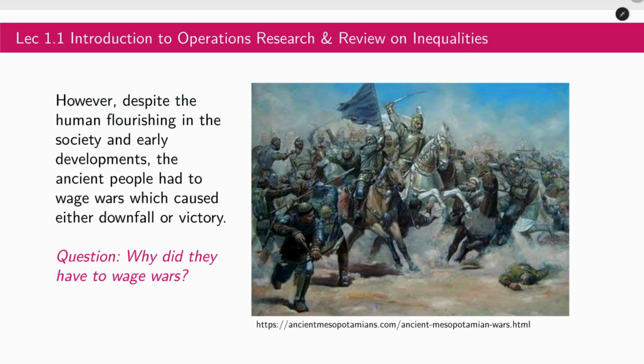However, despite the human flourishing in the society and early developments, the ancient people had to wage wars which caused either downfall or victory. Question: why did they have to wage wars? The answer is simply because they had supply needs. There are basic essentials or basic needs that their land could not supply or they could not cater.